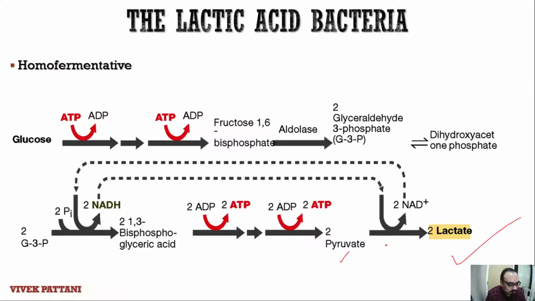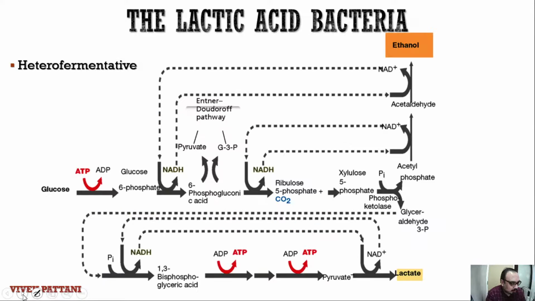Now in the case of heterofermentative lactate fermentation, the bacteria lack some important enzymes, and it may lead to two different pathways. So two different pathways are involved in the production of lactic acid, but along with lactic acid, other products such as ethanol as well as carbon dioxide will also be produced at the end of the process.